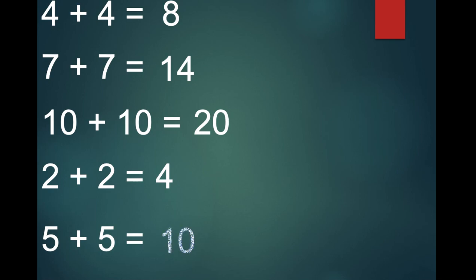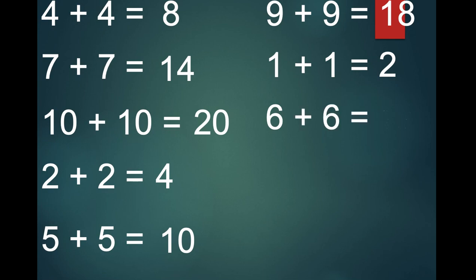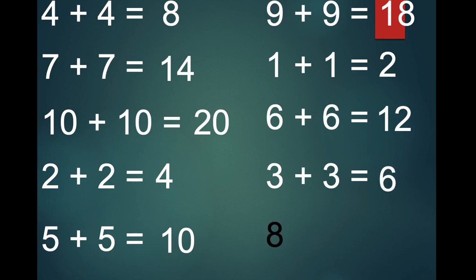Well done. 10. What is 9 plus 9? 18. Well done. What is 1 plus 1? This is very easy. Well done. 2. How about 6 plus 6? Excellent. It's 12. What is 3 plus 3? Well done. 6. How about 8 plus 8? 16. Excellent. There you are. You have got all your answers right.